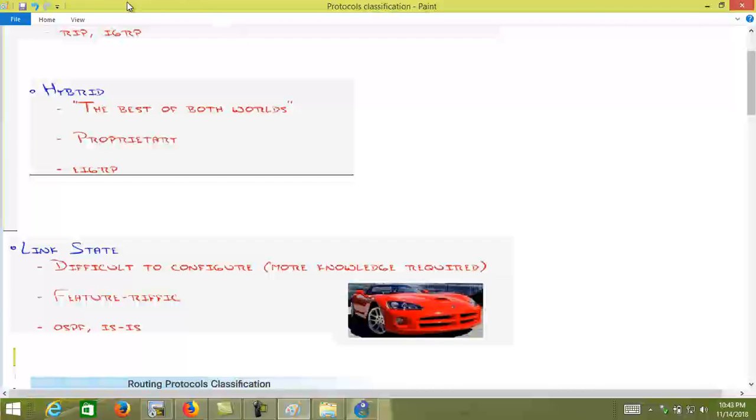So Cisco previously used to call EIGRP a hybrid. That's why I have this, but this term is no longer applicable. They like to call it now an advanced distance vector routing protocol because they don't feel okay to put EIGRP in the same class as RIP and some of those legacy protocols.